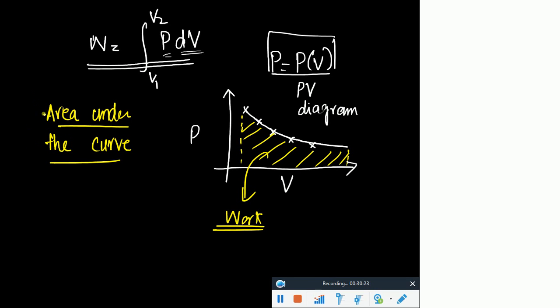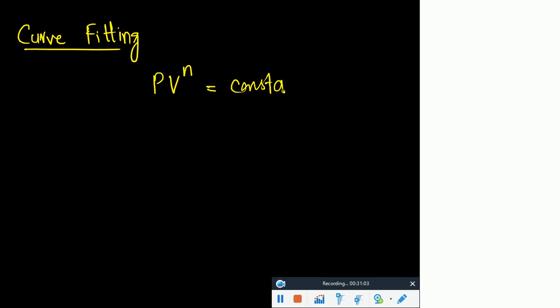I have already told you that work is not a property. These are a few salient points. Work is not a property. For example, if you look at the curve which is fitting the data between pressure and volume, that curve is generally defined as PV raised to power n equals some constant. And these processes are known as polytropic processes.